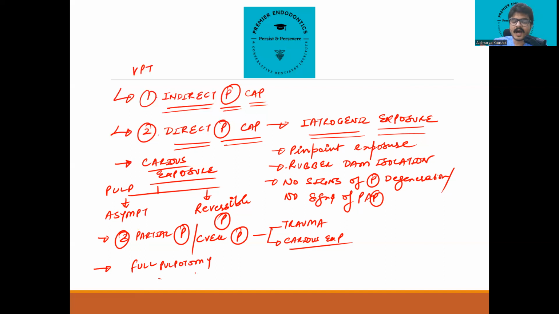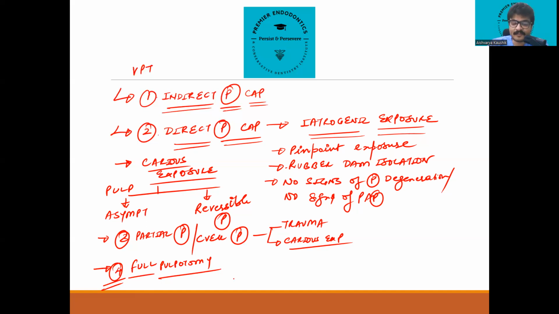Why? Because after carious exposure, there are more chances that the inflammation is deeper, right? So you can do a partial pulpotomy, but you have to ensure that there is only reversible pulpitis, right? And you are obviously able to control the bleeding after removing the superficial 2 to 3 millimeters of the pulp.